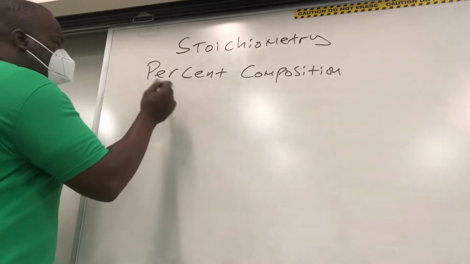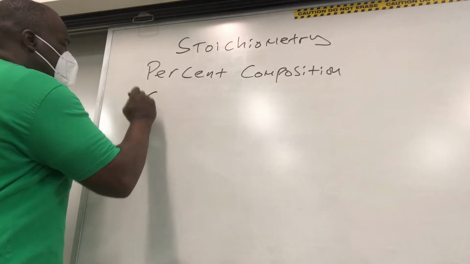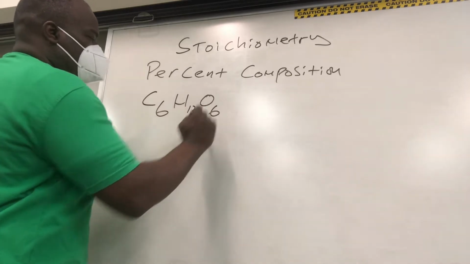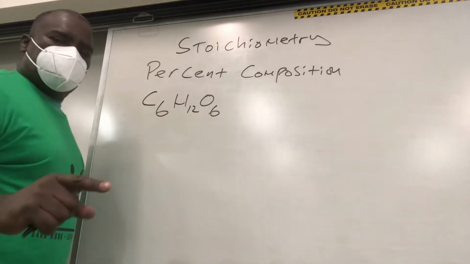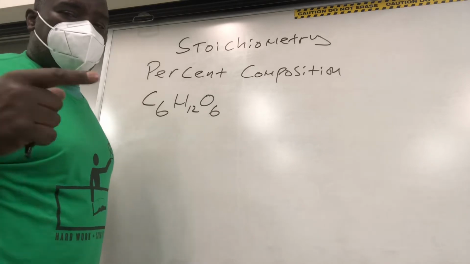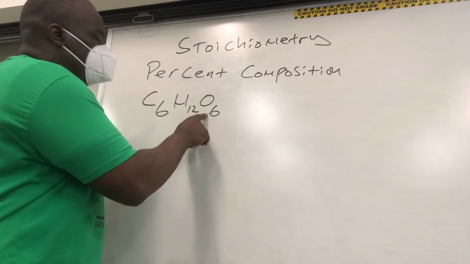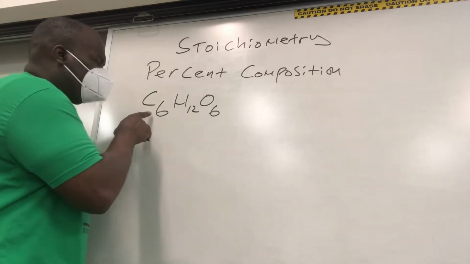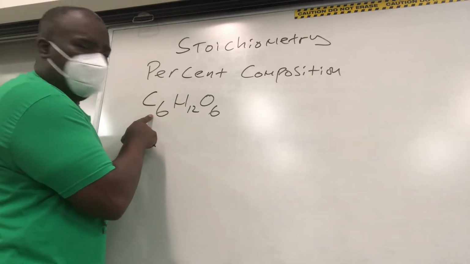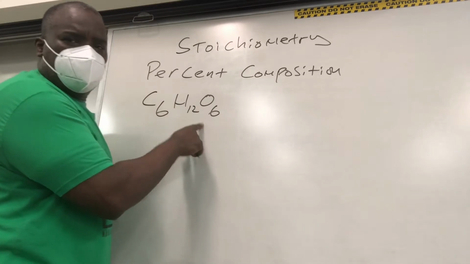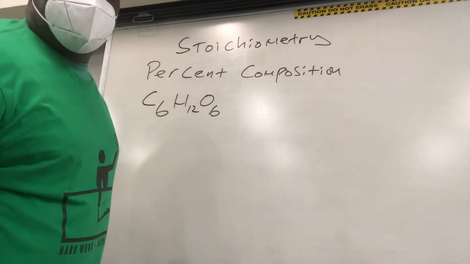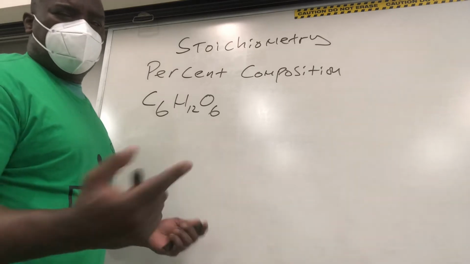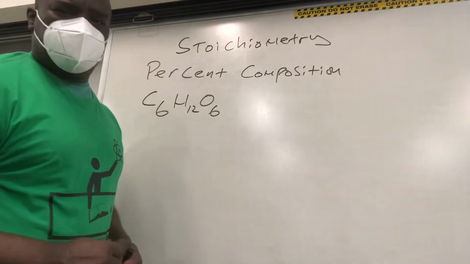So let's say we have glucose, which is C6H12O6. And you can be asked to find the percent composition of mass by any of these elements in the compound glucose. For example, you could be asked to find the percent composition by mass of carbon, or hydrogen, or oxygen. Sometimes you could be asked to find the percent composition by mass of all three. But typically on an exam, they just ask you one of those.